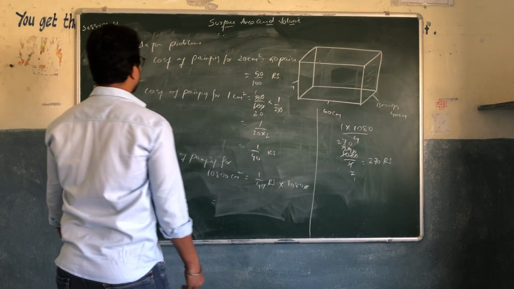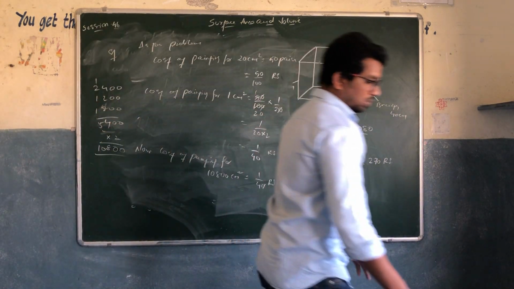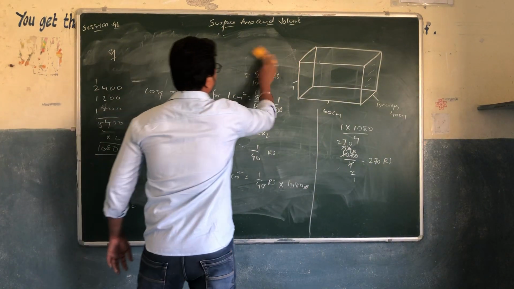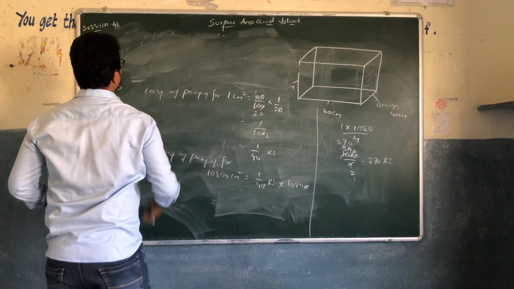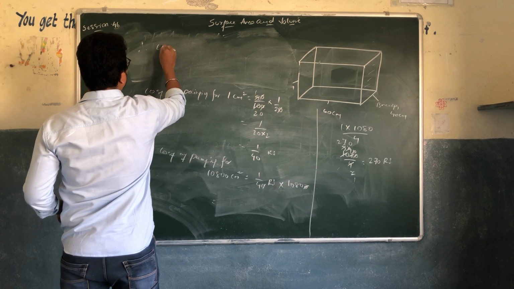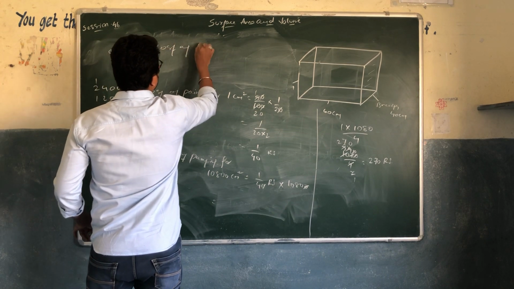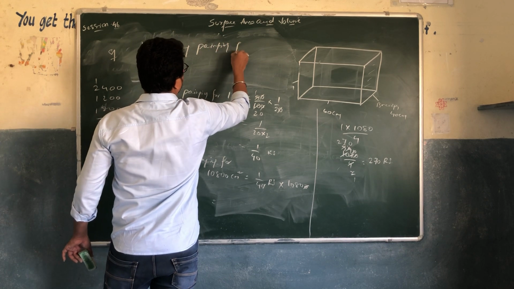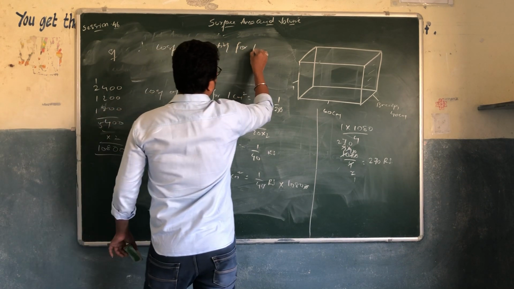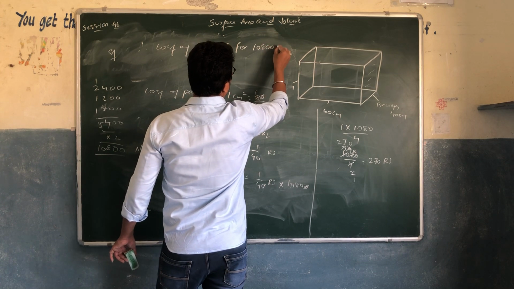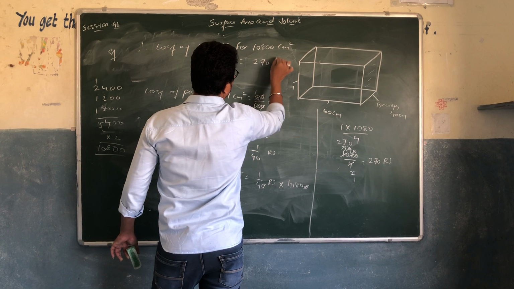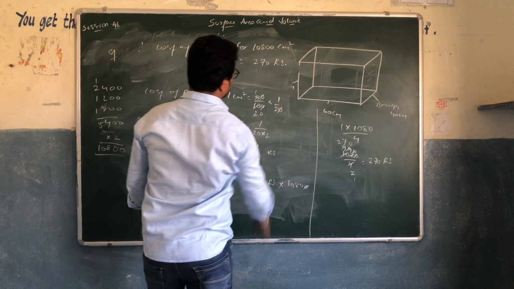So finally, last step, write down: therefore, cost of painting for 10,800 centimeter square is equal to 270 rupees.